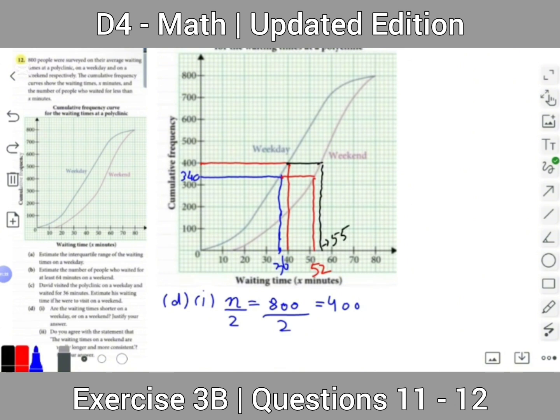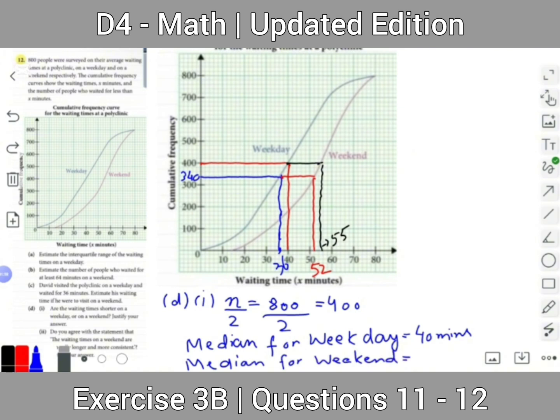So the value of the median waiting time for weekday is equal to 40 minutes, and median for weekend is approximately 55, not 52. 55 minutes.